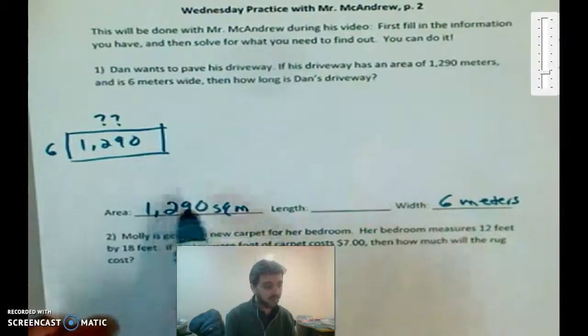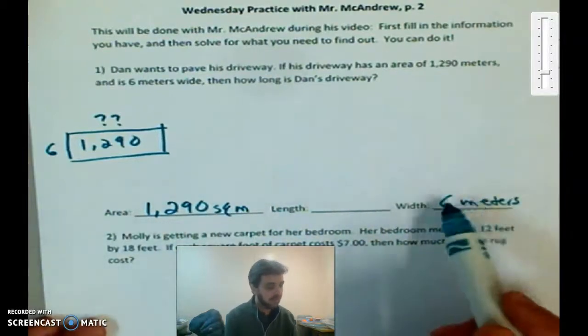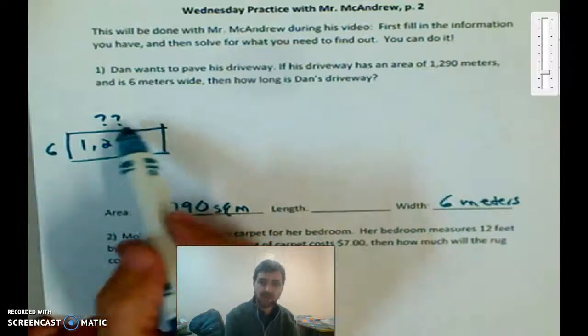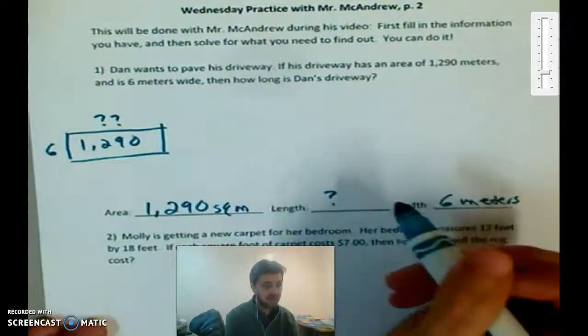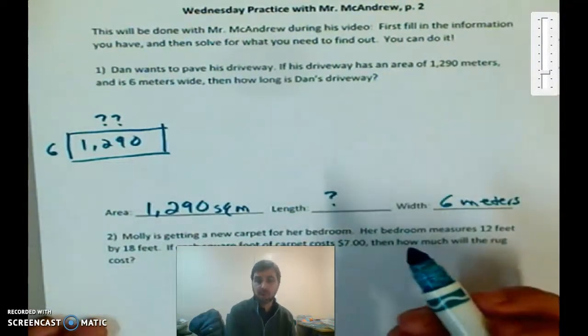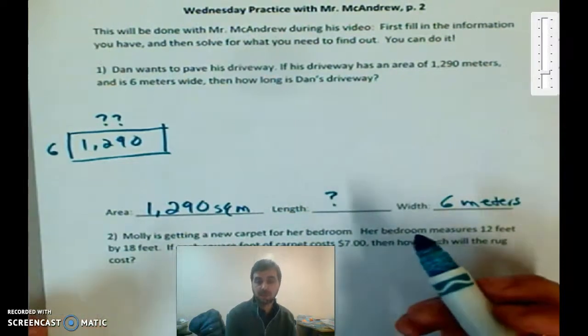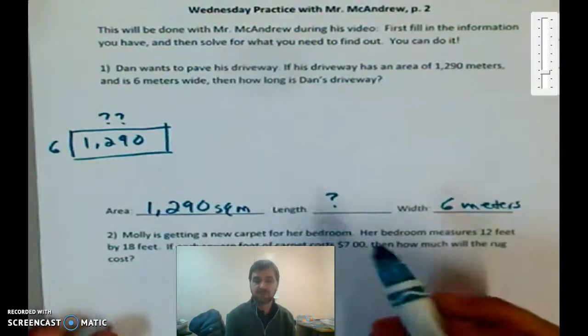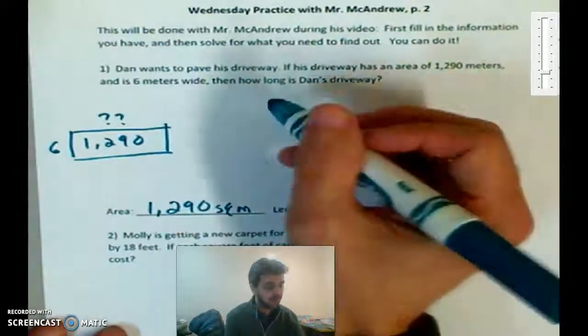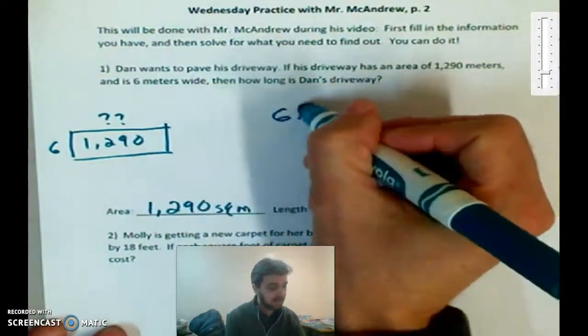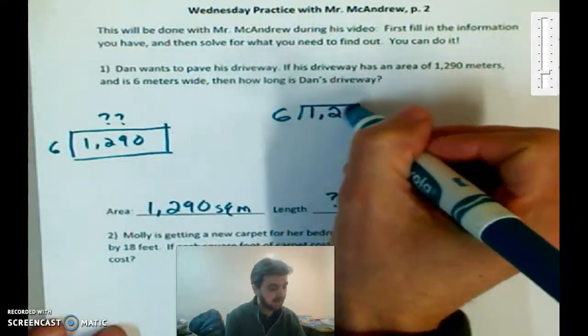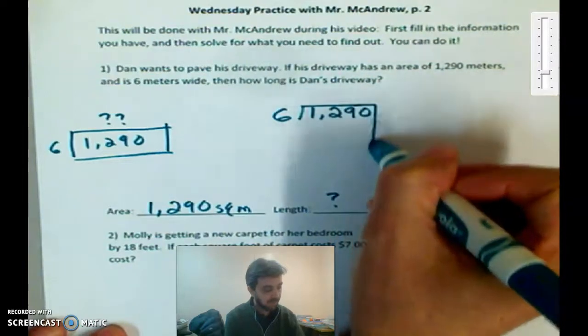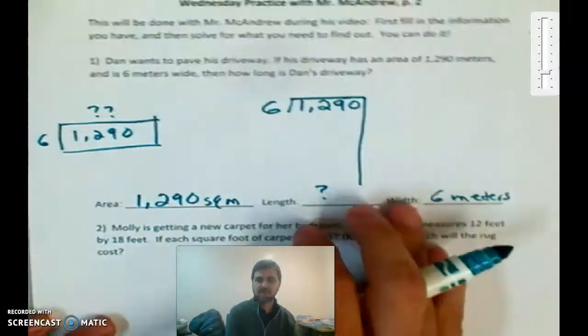All right, so we know the area is 1,290 square meters, and the width is 6 meters. What we're trying to figure out is the length. I know that a lot of you have been using partial quotients to solve this. So let me show you a couple different ways that might look, or at least one way. So we're doing 6 into 1,290.